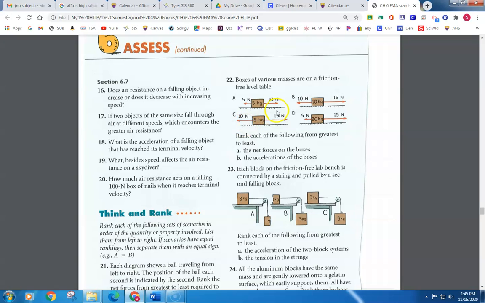Number 22. Boxes of various masses are on friction-free tables. Rank each from greatest to least the net force on each box. The net force is the greatest on D, and it's the same for A, B, and C. So D has a net force of 10 newtons. The remaining ones have a net force of 5 newtons. Compare the acceleration of each box. The acceleration of A and C are the same, and they're both greater than B and D.